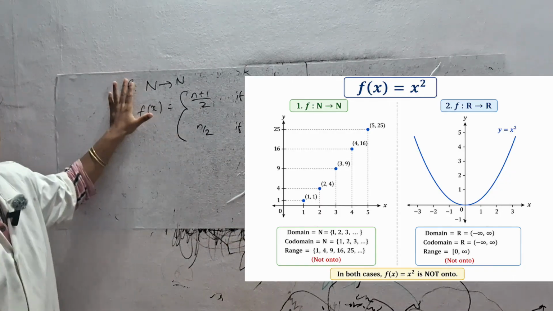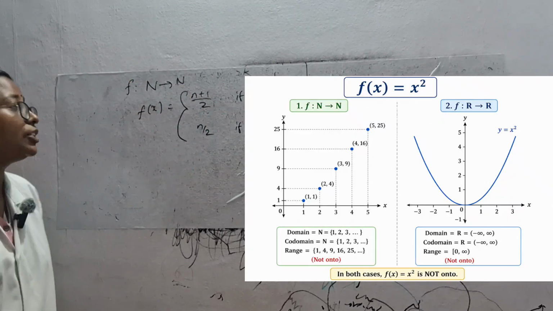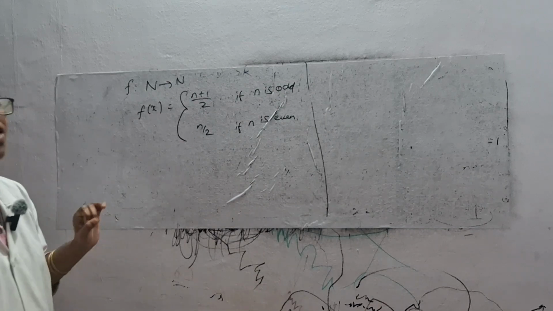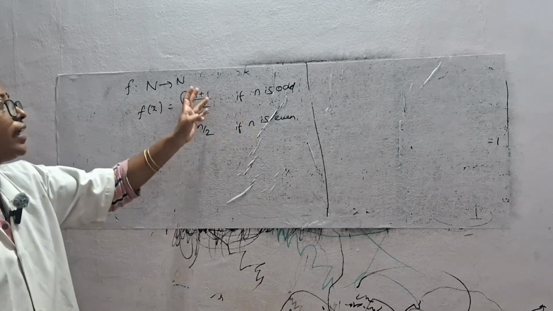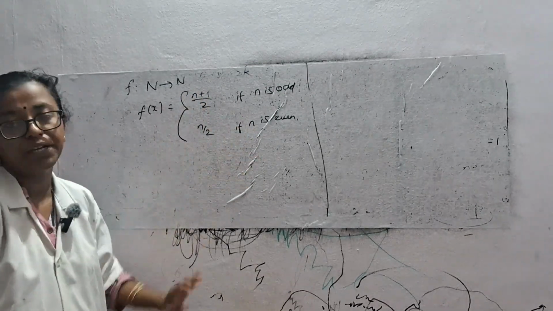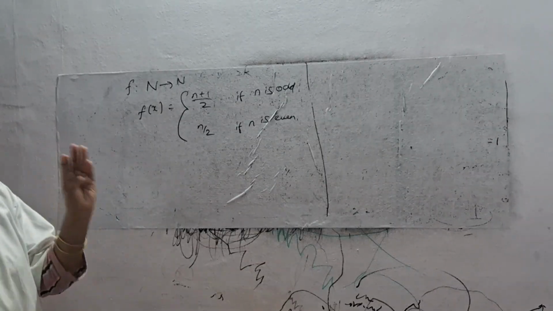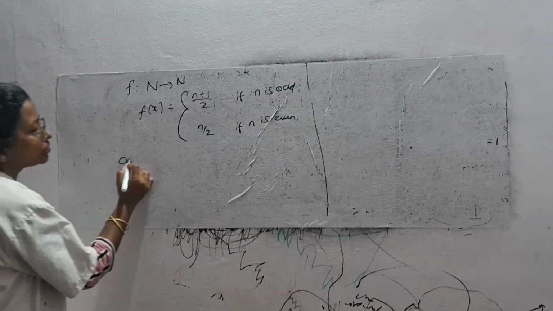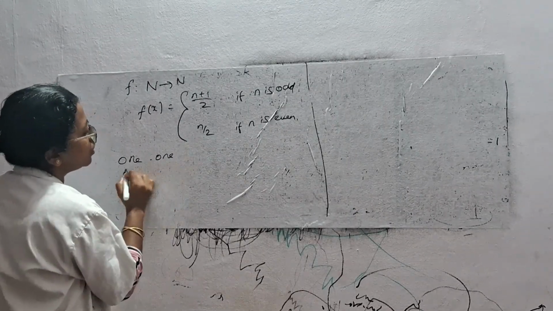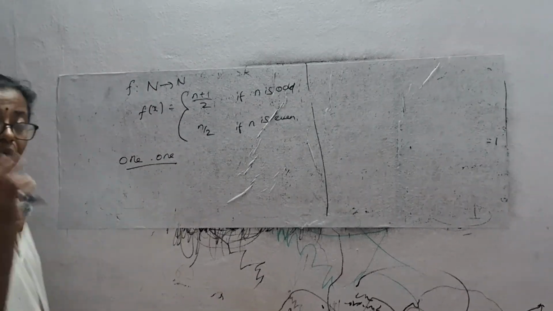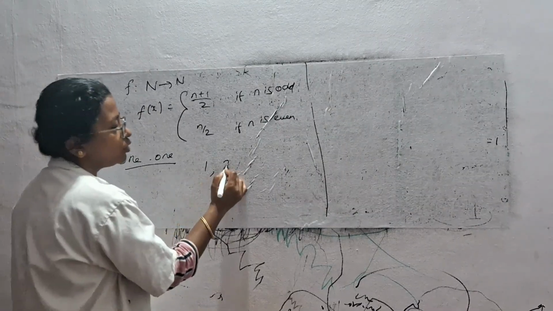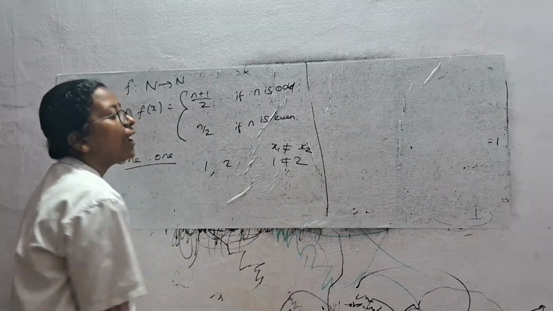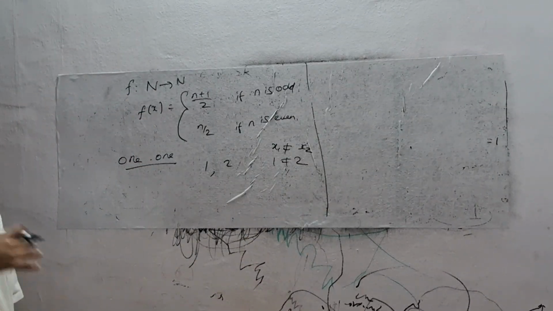Next, I am going to f given as natural numbers to natural numbers. The function is defined in two cases: one is the odd case, and the other is the even case. In odd, it is n plus 1 by 2; in even, it is n by 2. Now we have to show whether it is 1 to 1 or onto. Both conditions we have to check. First, 1 to 1. For example, I am taking two numbers 1, 2. 1 is not equal to 2. Likewise, x1 not equal to x2. I have to prove f of x1 not equal to f of x2.